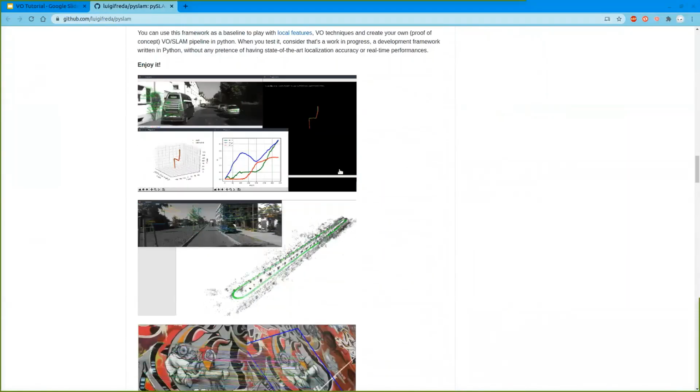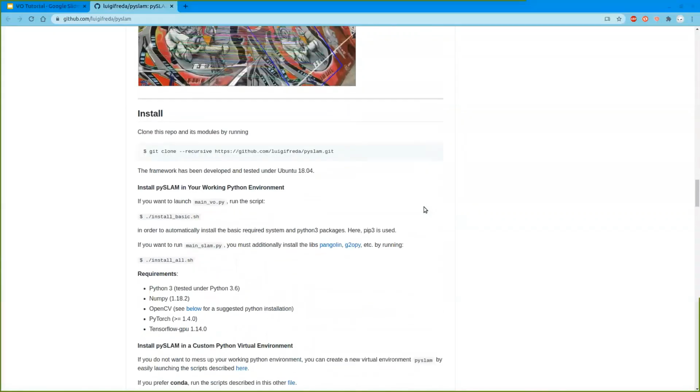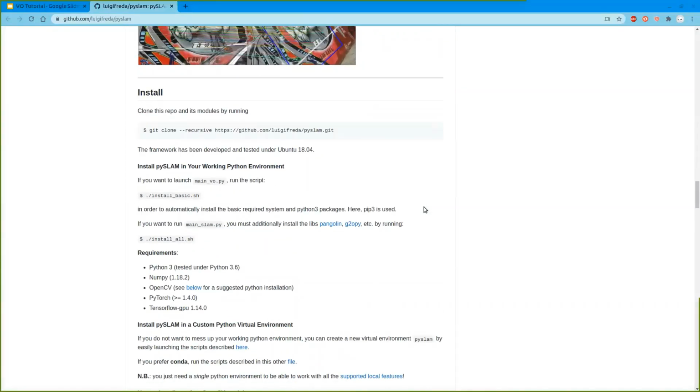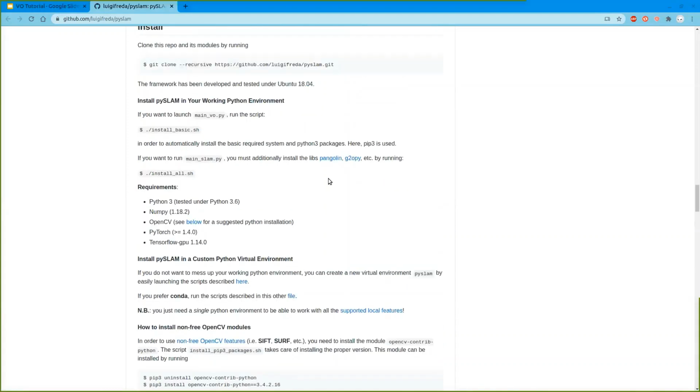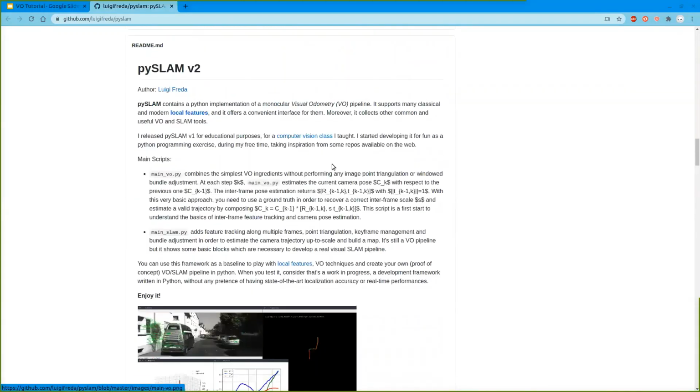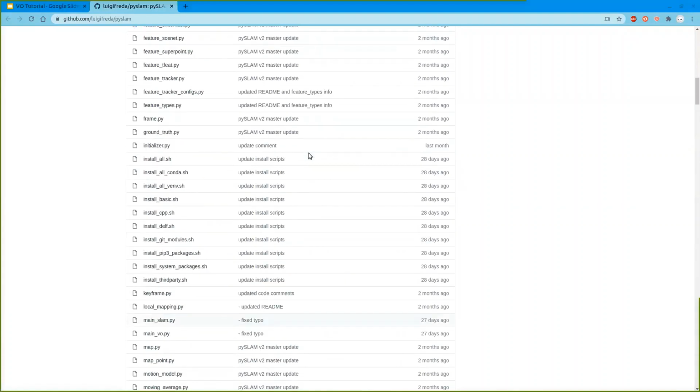It also has the binding for the visualization tool Pangolin, shown here. And it also has a Python binding for the backend of G2O. G2O is a backend optimization tool written in C++, but it has a Python binding that makes it available in Python. So I highly recommend you read some of the code and run it to experience it.